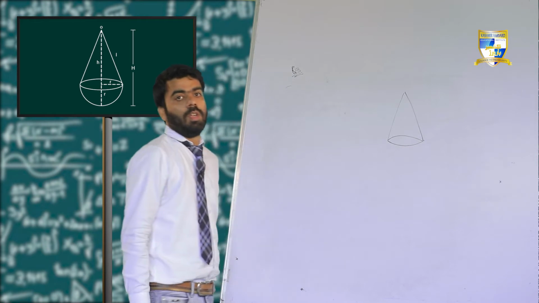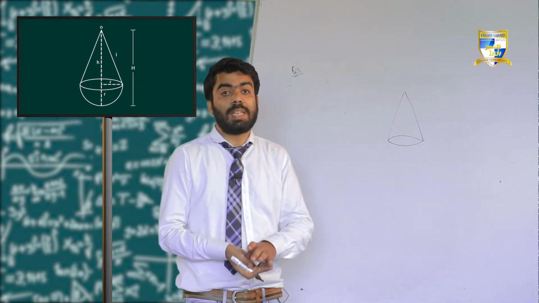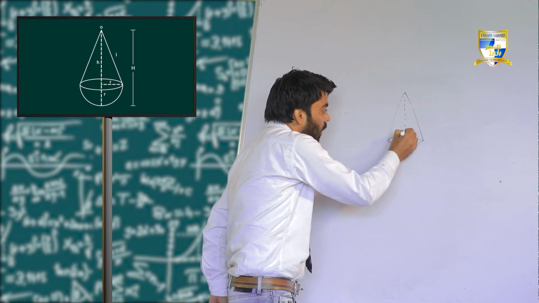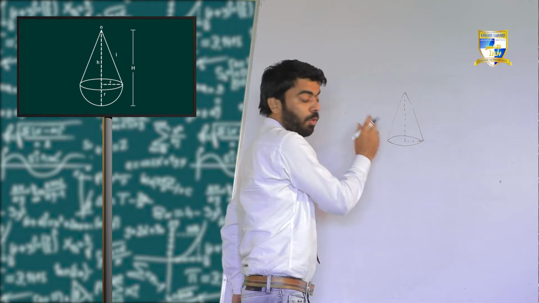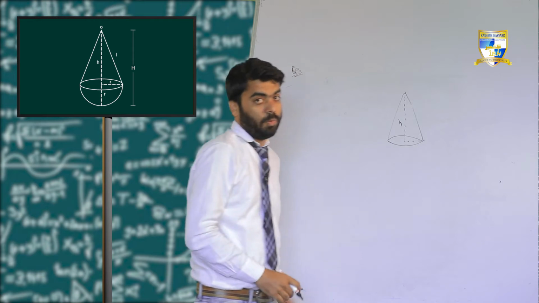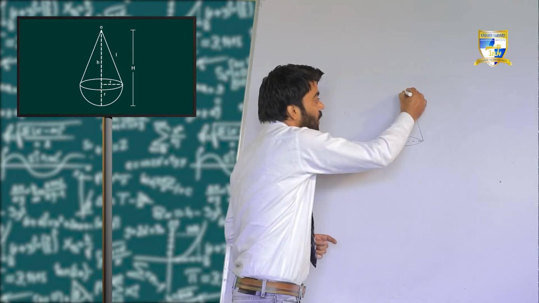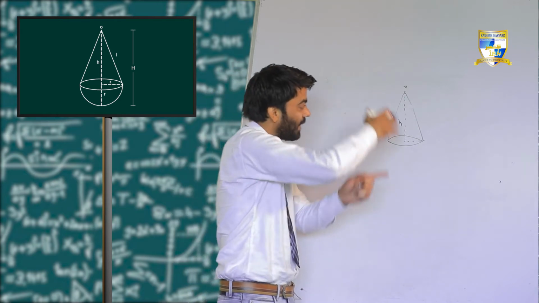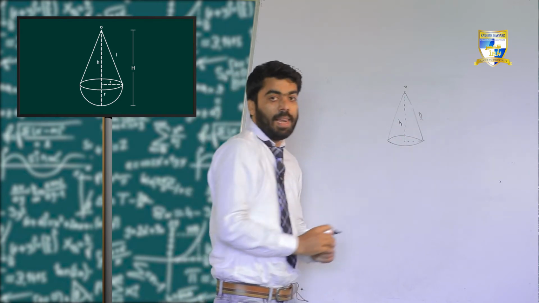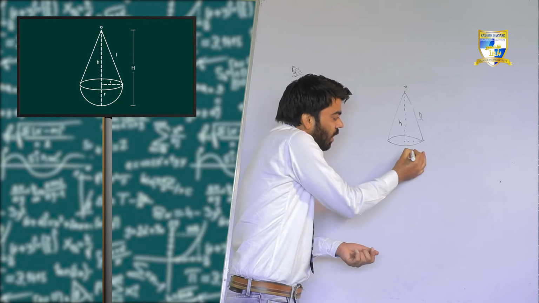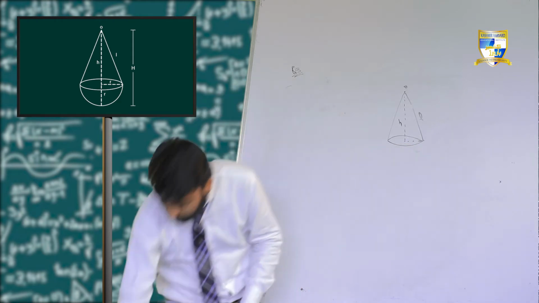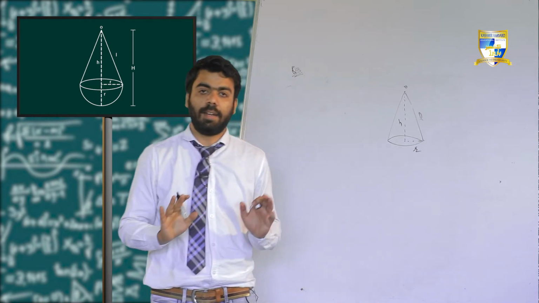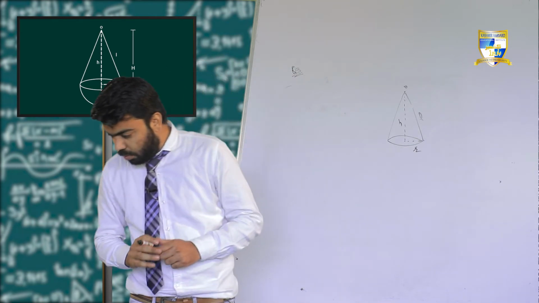This is a cone. So we know this cone has how many dimensions? One is its perpendicular height, which we denote as a small h. Then there is the apex point here, we denote it by O. Then we have a slant height, we denote by L. Then we have a radius, and simply we denote radius by small r. Clear?